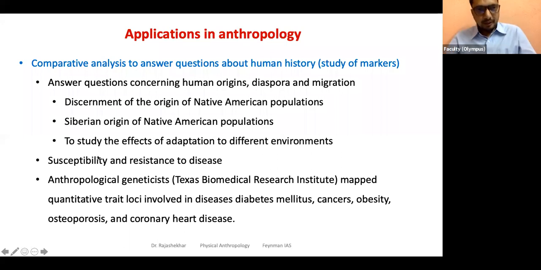So, disease susceptibility. If some people are more prone to certain diseases because of certain sequences, create probes to those sequences and look for their presence. For example, the Texas Biomedical Research Institute, a US-based organization, did anthropological research there. They mapped the locations related to diabetes, how it runs in families, cancers, obesity, osteoporosis, coronary heart problems. For some of the well-known diseases, they mapped the locations where some key differences are identified between normal people and the people having one of these diseases, like sugar, cancer, obesity, etc. So anthropological geneticists, especially people from the Texas Biomedical Research Institute, have identified those locations.